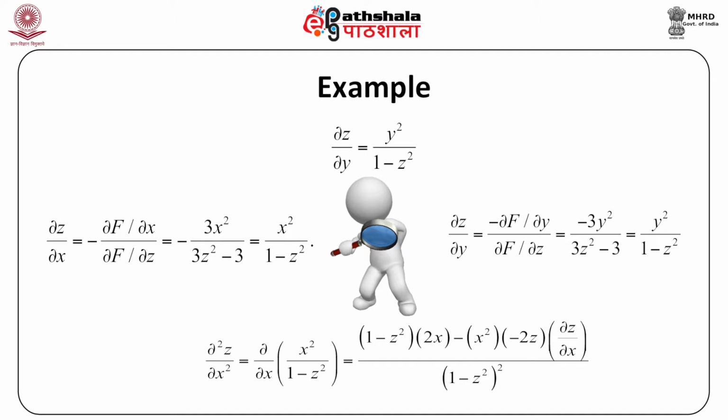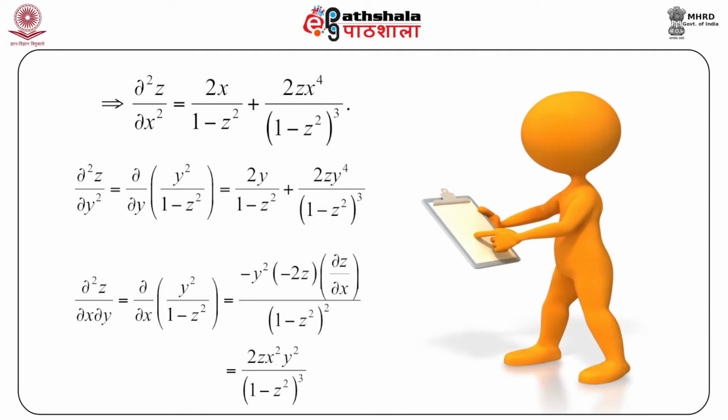There will be four second order partial derivatives. ∂²z/∂x² = ∂/∂x (x²/(1 − z²)) = [(1 − z²)(2x) − x²(−2z ∂z/∂x)]/(1 − z²)², using the chain rule and the quotient rule. Simplifying and substituting for ∂z/∂x, we have ∂²z/∂x² = 2x/(1 − z²) + 2z x⁴/(1 − z²)³.